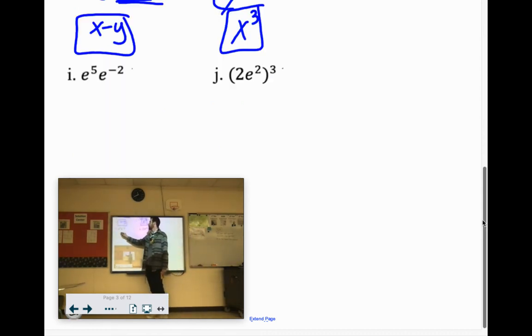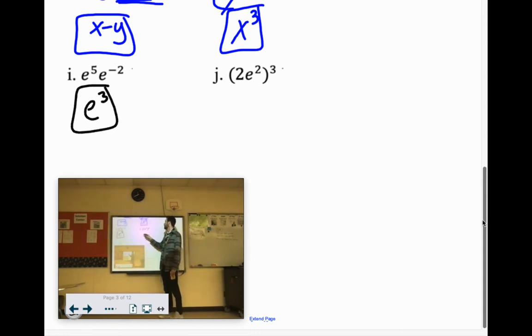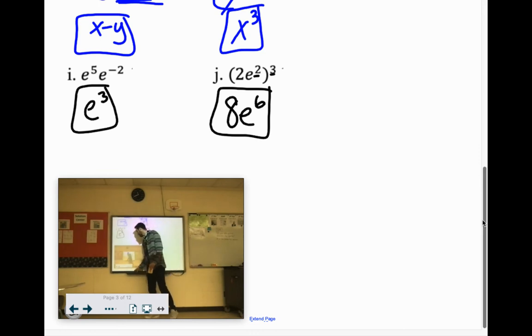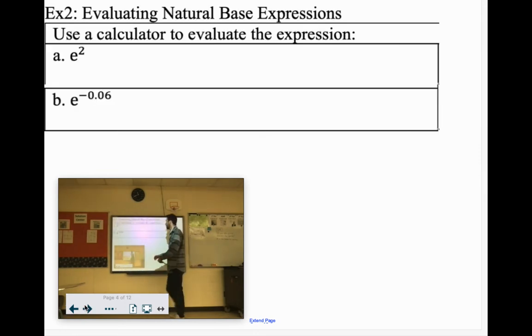Here we add the exponents, we get e to the third, and here we cube everything. 2 to the third power is 8, and then for the exponents we multiply, which would give us 8e to the 6th. All right, let's get into it.